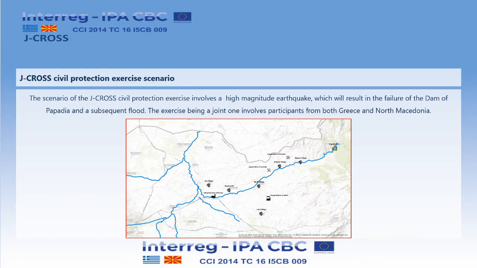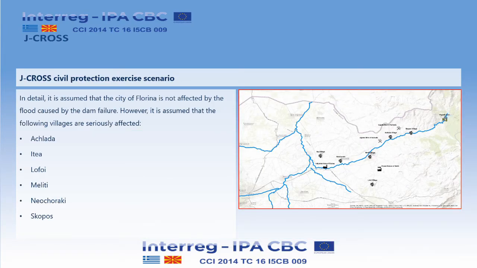The scenario of the J-Cross civil protection exercise involves a high-magnitude earthquake, which will result in the failure of the dam of Pelagonia and a subsequent flood. The exercise, being a joint one, involves participants from both Greece and North Macedonia. In detail, it is assumed that the city of Florina is not affected by the flood caused by the dam failure. However, it is assumed that the following villages are seriously affected: Aklada, Idea, Lofwa, Melody, Neokoriki, Skopus.